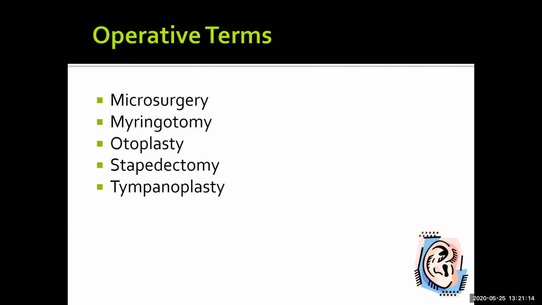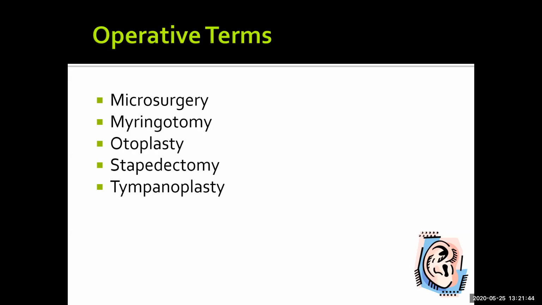Then we have operative terms. Microsurgery, micro meaning small, the surgery of a microscope used on the delicate tissue. Myringotomy, this would be incision into the eardrum, most often for insertion of an ear tube to open up that ear canal. Otoplasty would be repair of the external ear. You see this a lot with fights or a bite, maybe a dog bite.